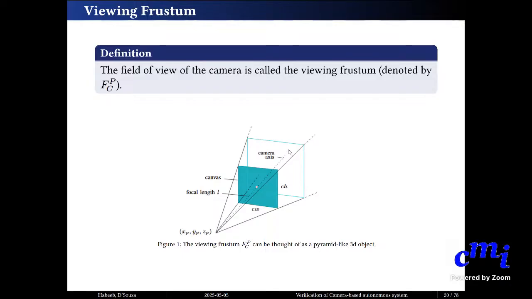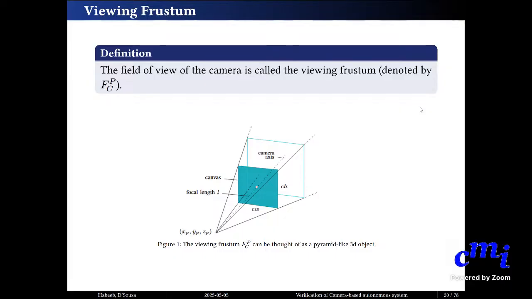Sir, for example, if my point is somewhere here in this direction, it makes this angle with the origin. So my point should lie here in the canvas, right? If my point in the 3D space is here, the pixel should lie here. So this is the logic, sir. If my point is here, the projected pixel of that point in the canvas will be here.